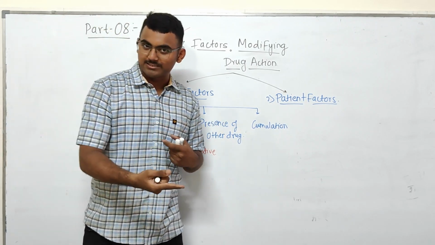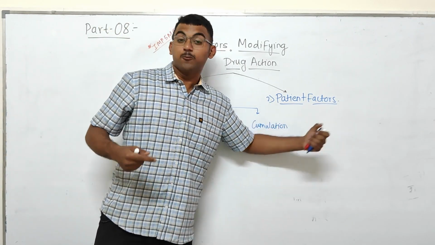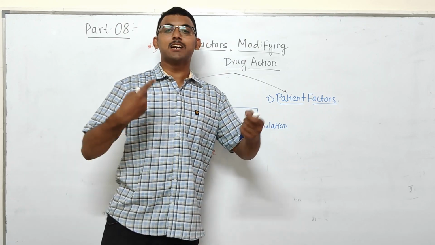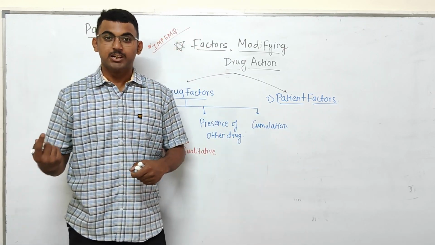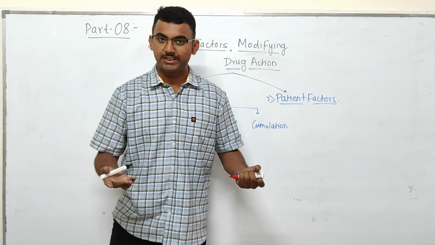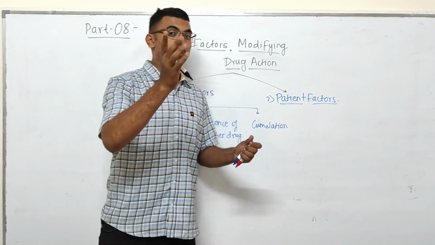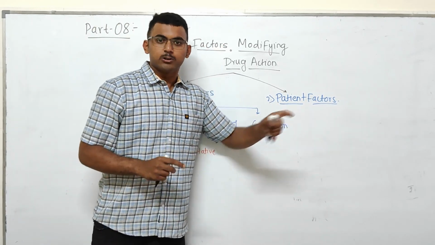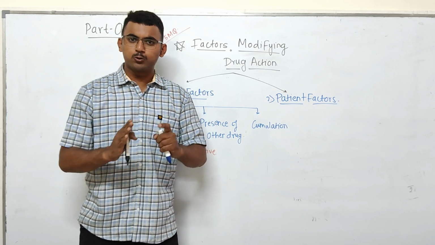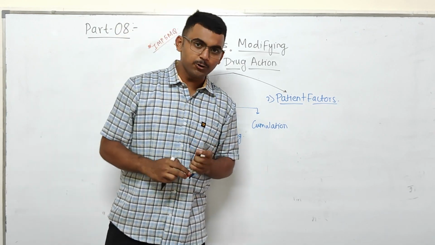Now the second one is the patient factor. What kind of patient are you treating? Is it a young patient? Is it an old age patient? Does the patient have any other comorbidities? All of these come under the patient factor. So let's break it down into smaller units and make it easy for you.